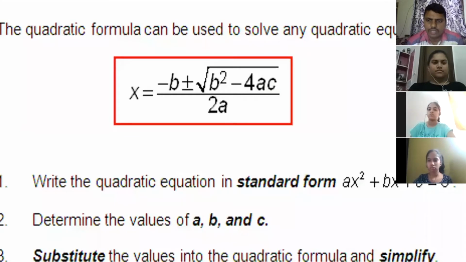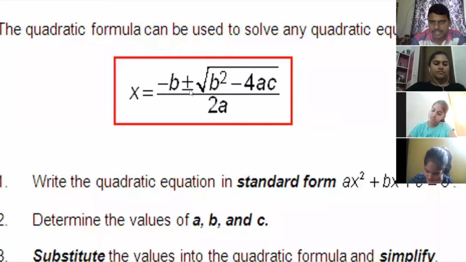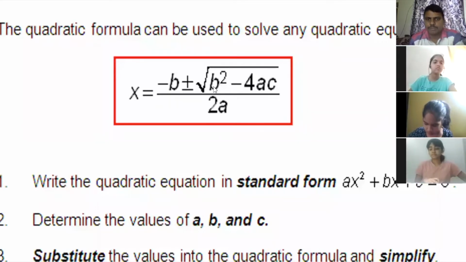Just remember, please copy the first two lines, like the first line, this box. X is equal to minus b plus or minus, one time plus, one time minus we have to apply, square root of b square minus 4ac, by 2a.